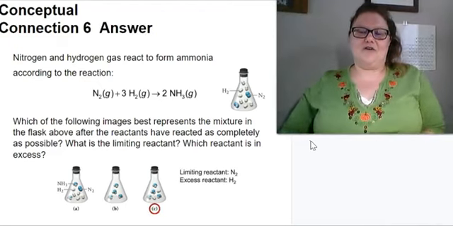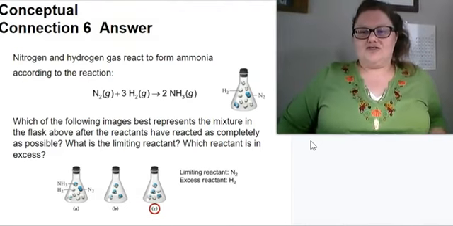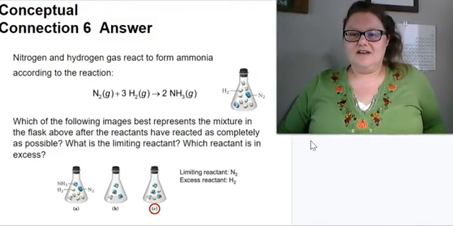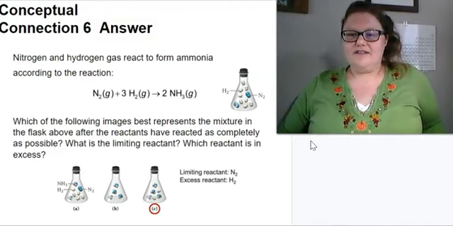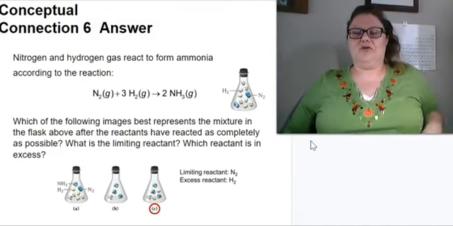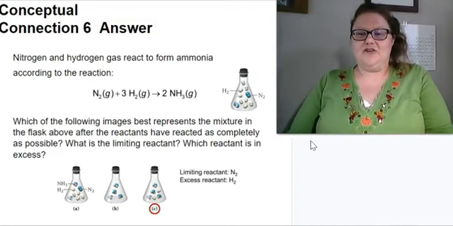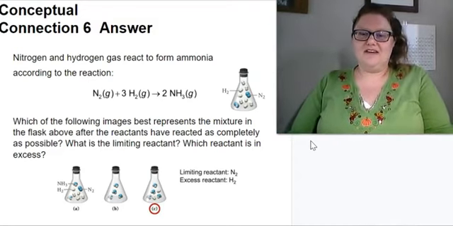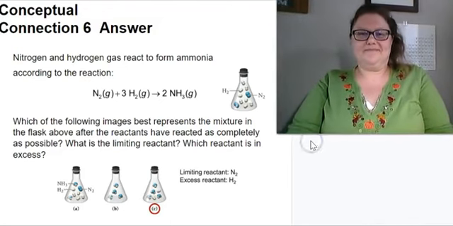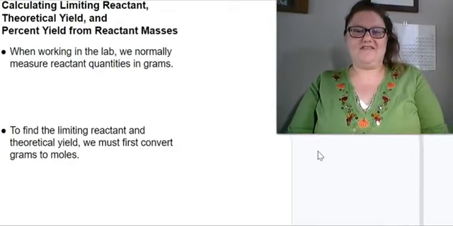All right, so if you were to calculate this for 2 nitrogen molecules and 1, 2, 3, 4, 5, 6, 7, 8 hydrogen molecules, what you'll be left with is what's represented in flask C. You're going to run out of nitrogen first. That's going to limit how much ammonia you make. Oops, sorry, I went too fast there. I thought I was at the end.